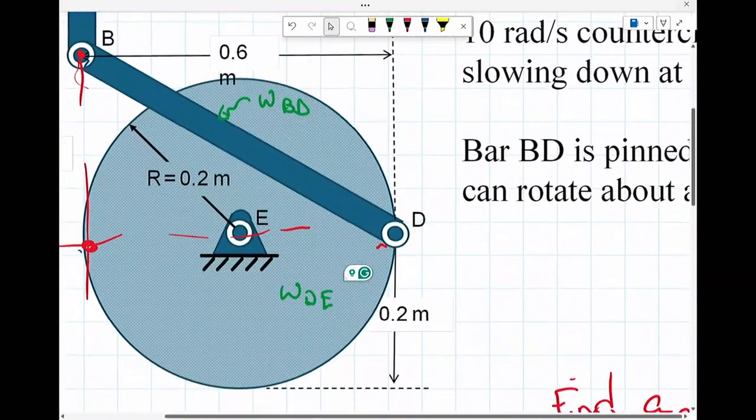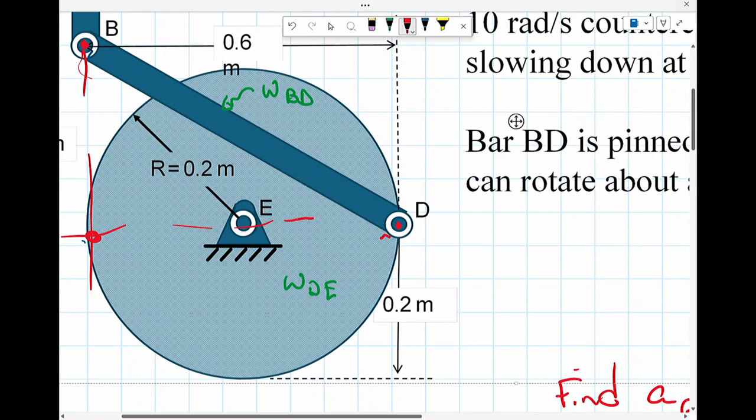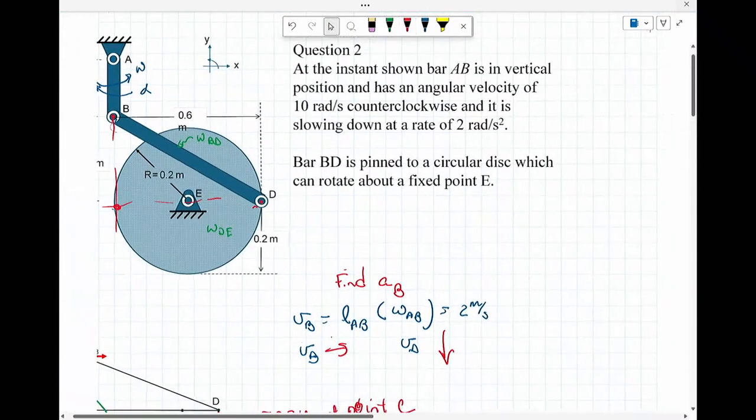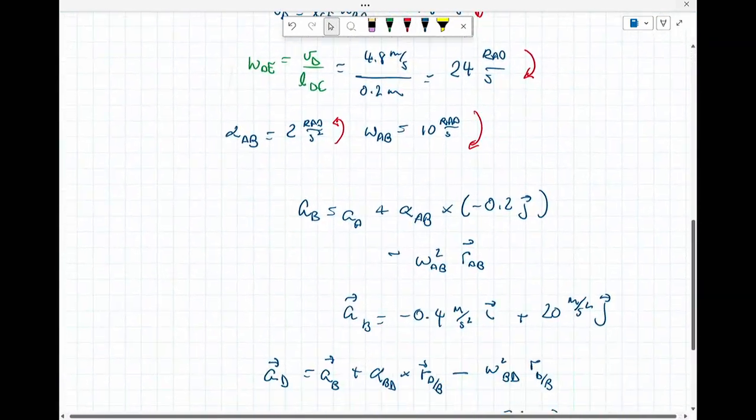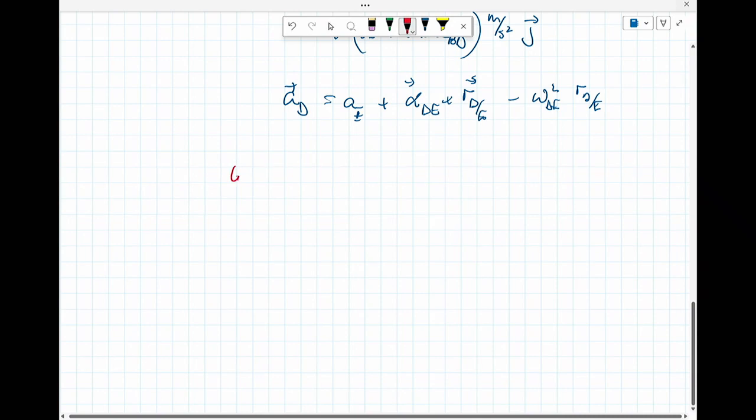when I look at this, the acceleration at this point, D, is going to be the same on the link BD and on the disk DE. And the advantage is that E is clearly not moving, so that has no translational component. And I end up with two expressions, one for I and one for J.